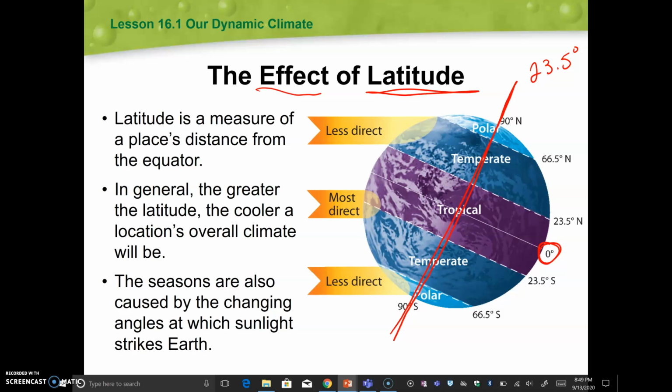In less direct sunlight, we have a temperate climate, and those are going to be where we are right now. But there are also polar regions here, and those are going to get the least amount of direct sunlight. So in general, the further away from the equator we are, the cooler the temperatures are going to be. And because of this tilt, that's why we get those seasonal changes, because the sunlight is striking the Earth at different angles here.